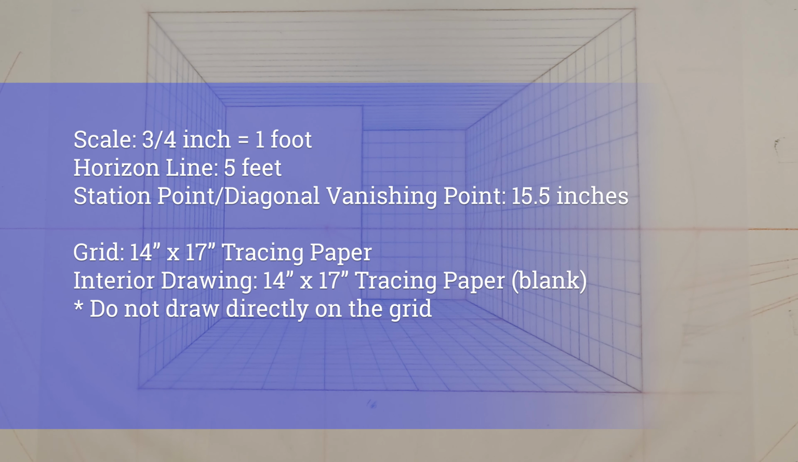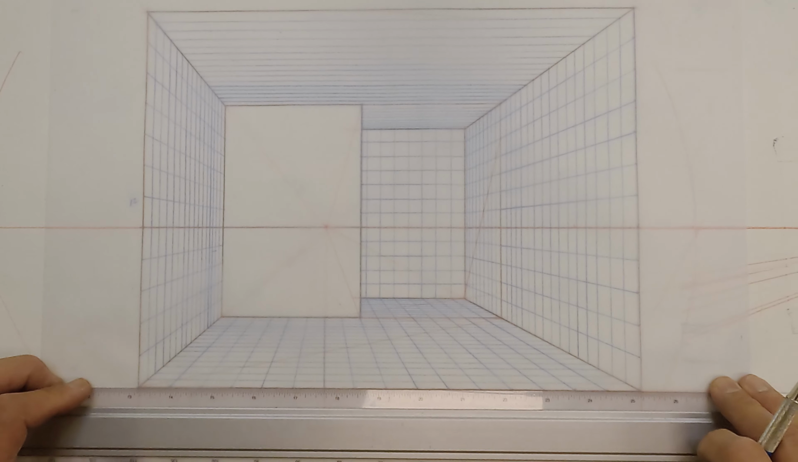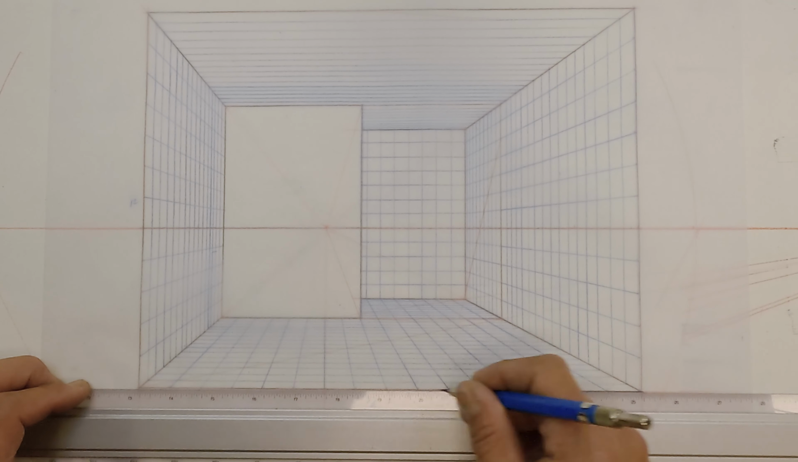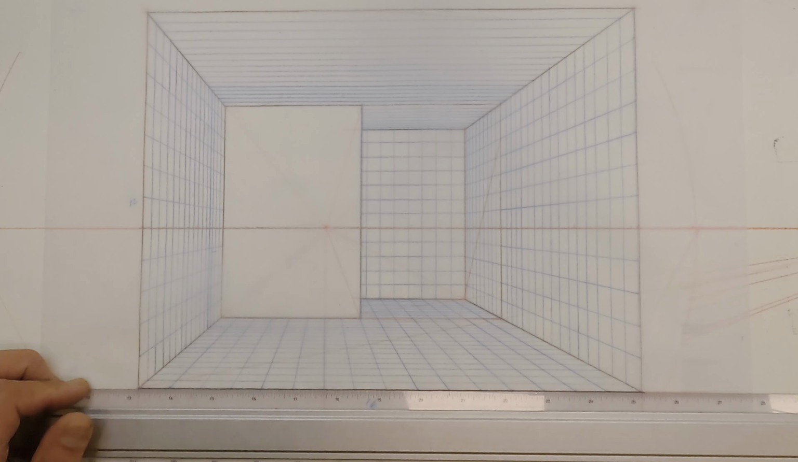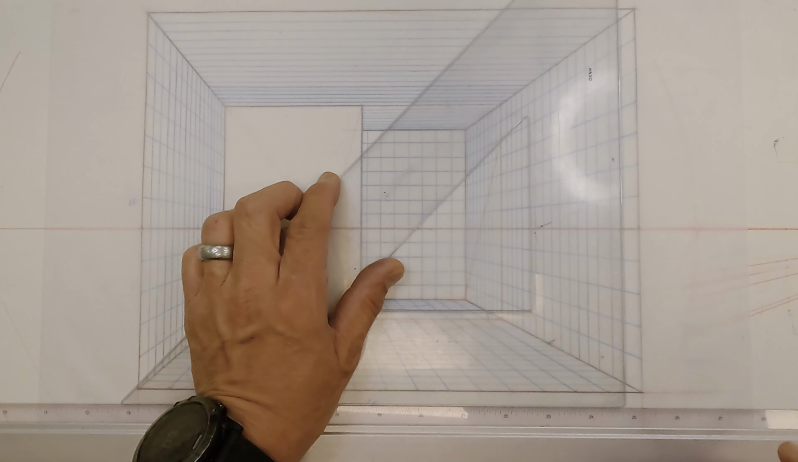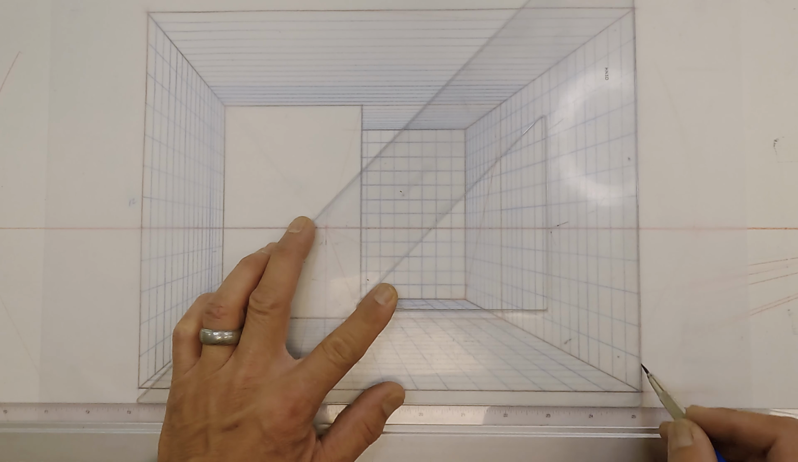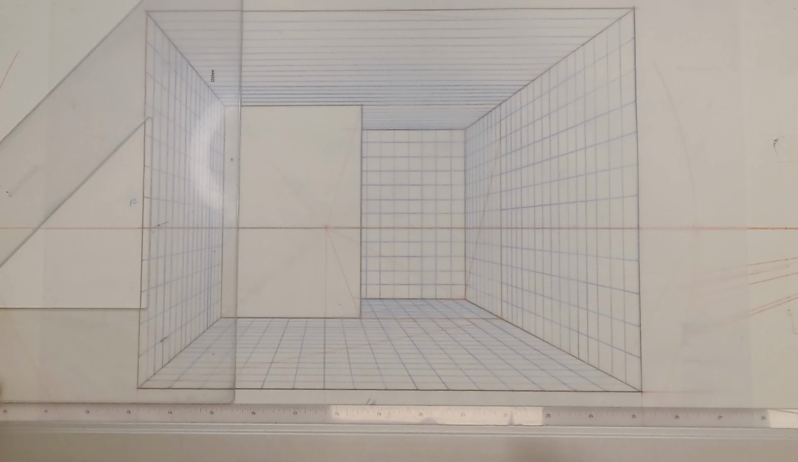First things first, I'm gonna place my horizon line in. I'm gonna trace over just the outline of the entire room. I don't have to remeasure anything because all the dimensions are here. So remember, our scale is 3/4 of an inch equals 1 foot.